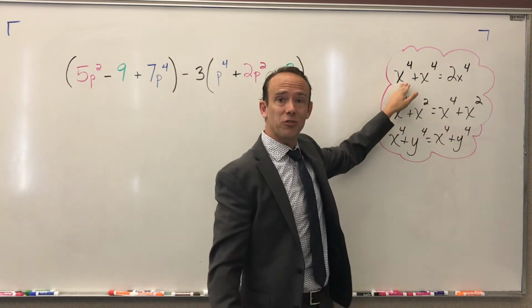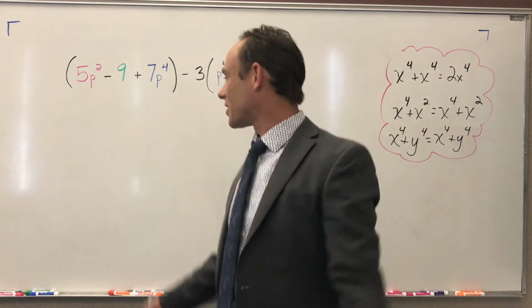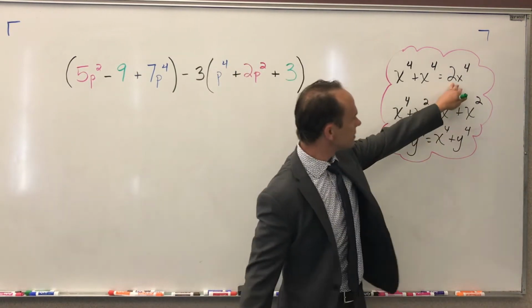I got x to the fourth. I'm going to add another x to the fourth. Well, I got 2x to the fourth. I'm rich. I got 2 of them.